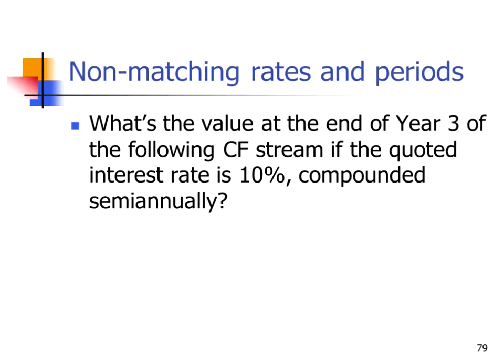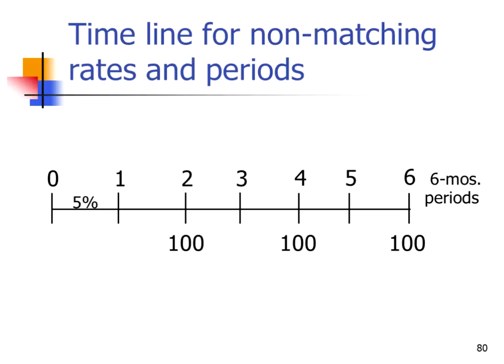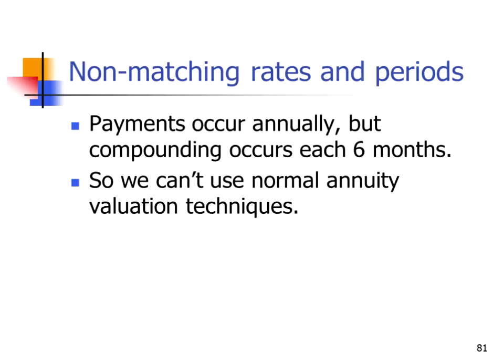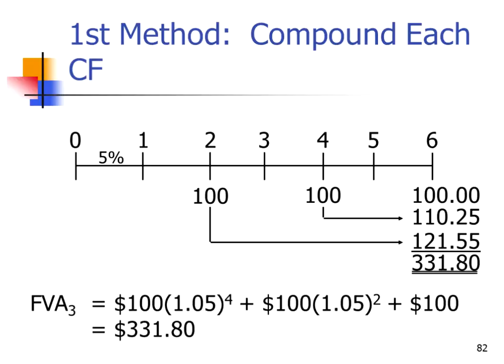Non-matching rates and periods. What's the value at the end of year 3 of the following cash flow stream if the quoted interest rate is 10% compounded semi-annually? So, timeline for non-matching rate and period. You've got 5% here. Non-matching rates and periods: payment occurs annually, but compounding occurs every 6 months. So we cannot use the normal annuity valuation technique. So what do we do? We can do this.